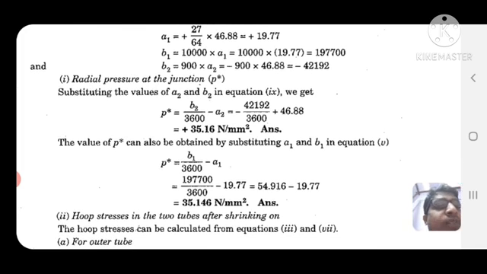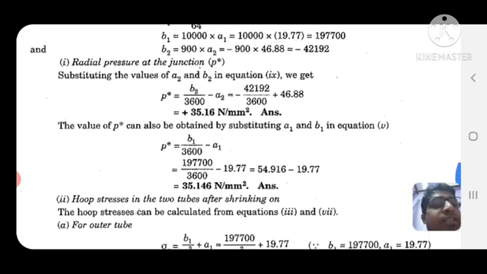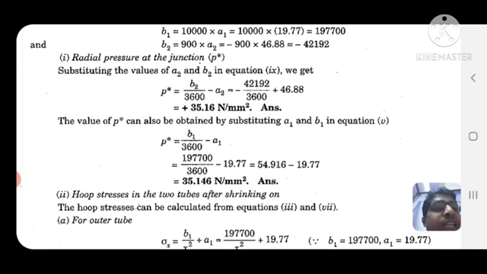B1 is equal to 10000 into A1, so that is equal to 197700. B2 is equal to 900 into A2, so minus 900 into 46.88, so minus 42192.